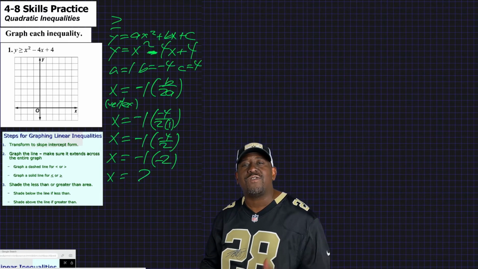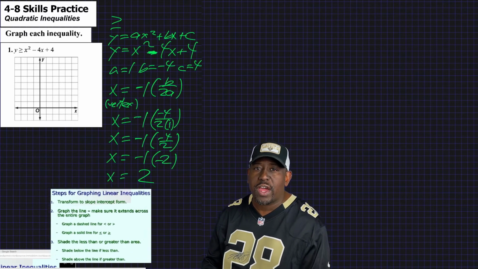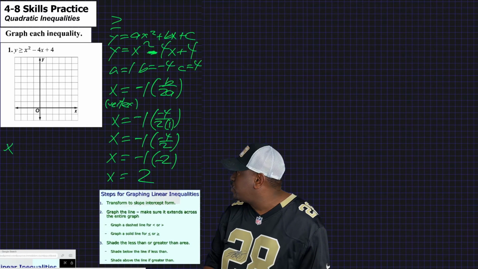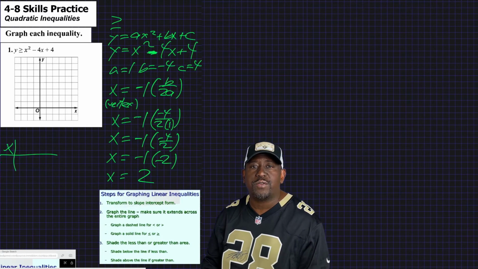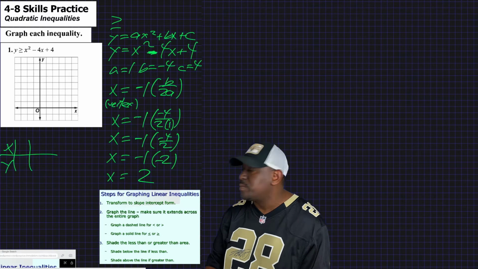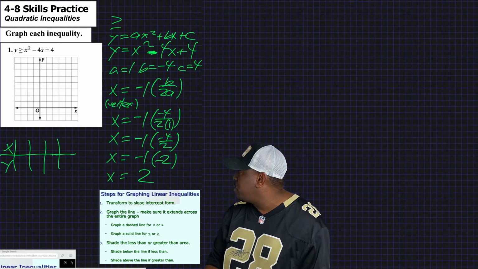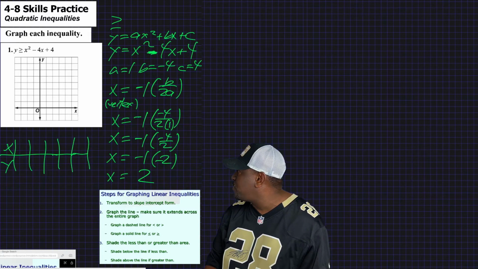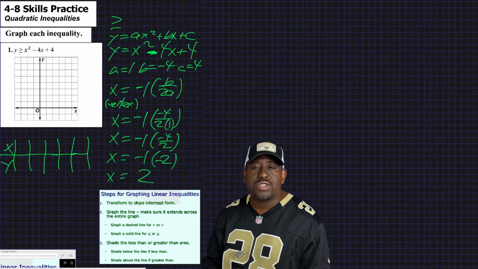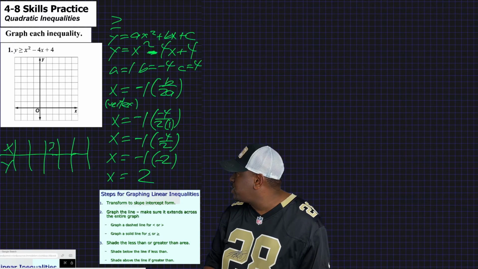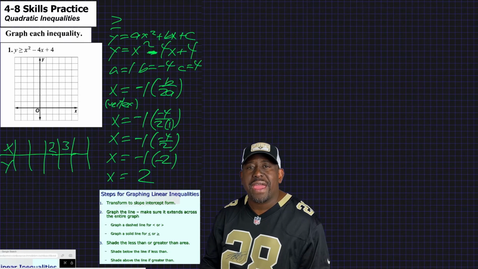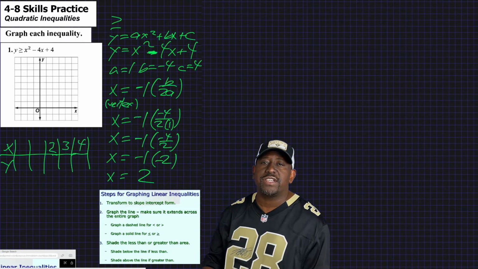We want to find the vertex of our quadratic function. So we use the formula x equals -1 times b over 2a. We substitute the values of b and a in. We end up with -1 times -4 divided by 2 times 1. By the time we simplify that, x is going to equal 2. So the x coordinate of the vertex is equal to 2.